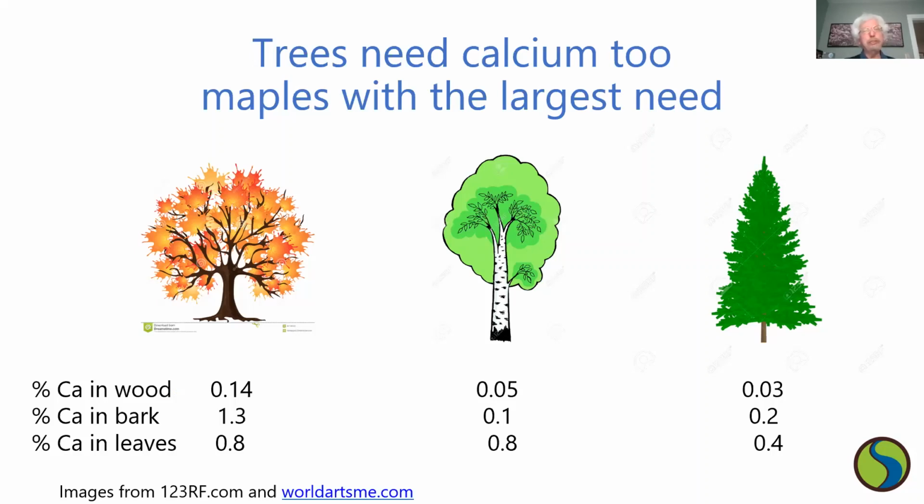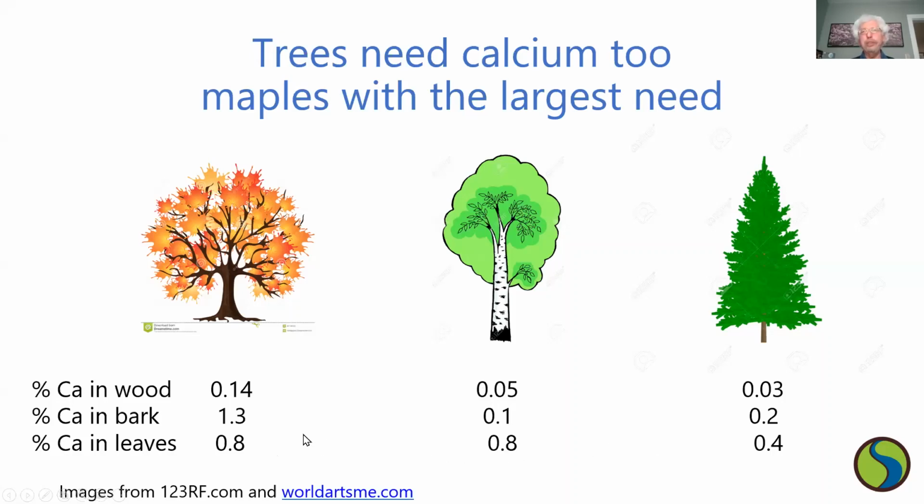And maybe plants growing on the land, like animals in the water, differ in their calcium requirements, and it turns out that they do. If we compare calcium levels in maple and birch and a conifer, just look at these numbers here. Maple have 3 times as much calcium in the wood as birch, and 5 times as much as conifers, 10 times as much in the bark, and by comparison to conifers, twice as much in the leaves.